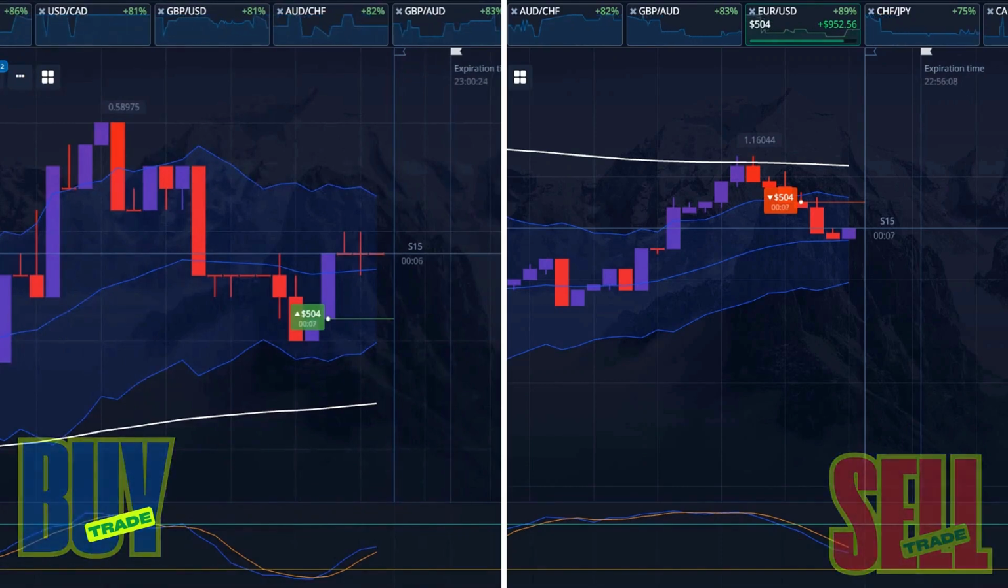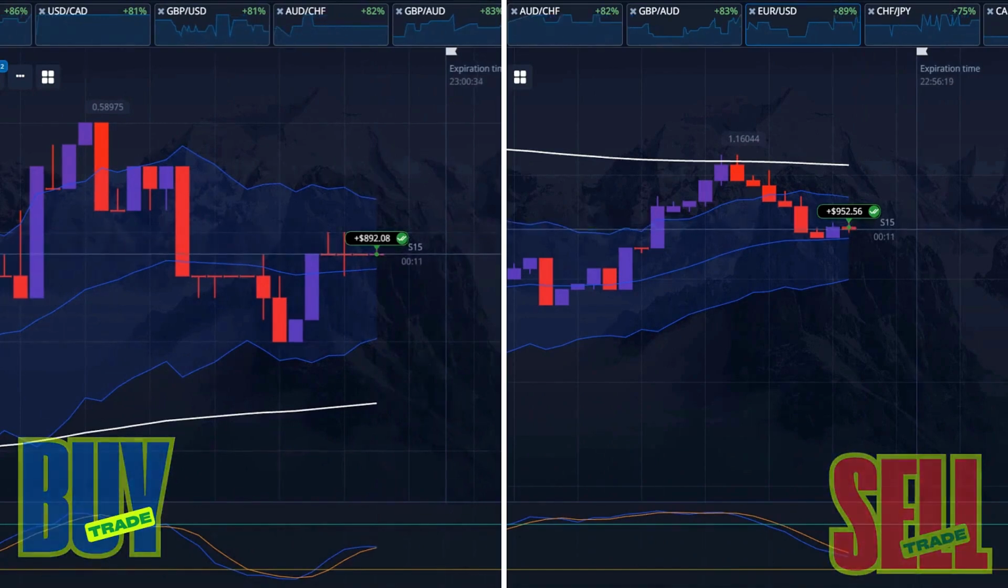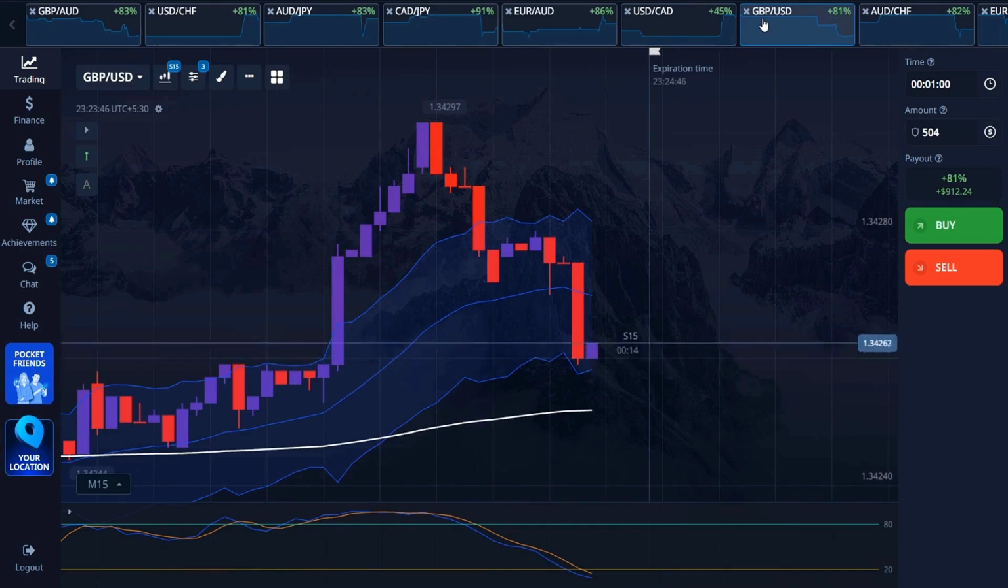Quick tips: trade during the London and New York session overlap for more reliable moves. Avoid trading 30 minutes before and after major economic news. And remember, patience is key. Wait for all 3 confirmations before entering.